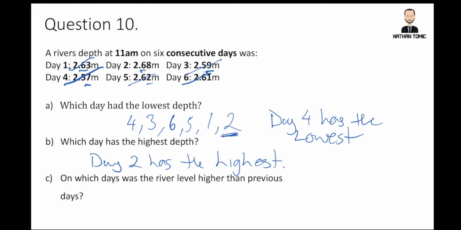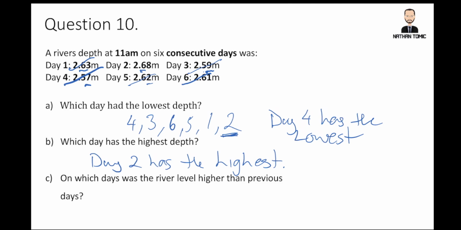Part C says, on which days was the river level higher than previous days? Now that question takes a little bit of thinking about. On which days was the river level higher than on a previous day? So we're looking for at least a set of 2 days where the day after is higher than the first day. But they have to be consecutive. Day 4 is our lowest day. Day 3 was higher than it, but it's not on a previous day. It would have to be the other way around. It would have to be 3 then 4.